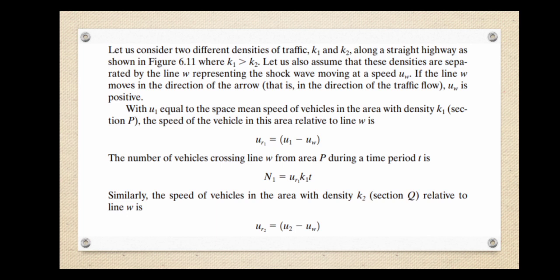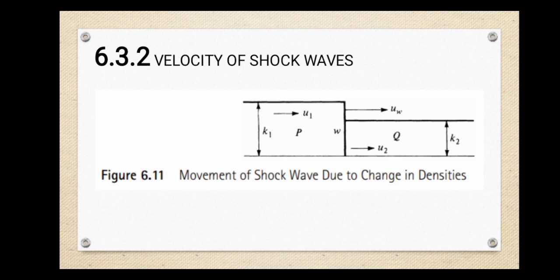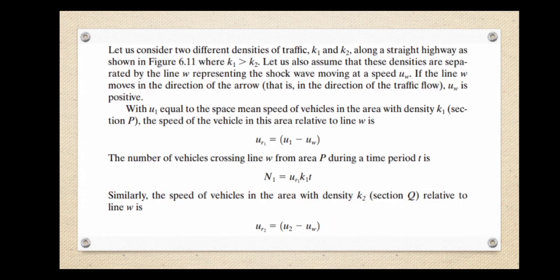Let us also assume that these densities are separated by the line W, representing the shock wave moving at a speed u sub W. If the line W moves in the direction of the arrow, that is, in the direction of the traffic flow, u sub W is positive, with u sub 1 equal to the space mean speed of vehicles in the area with density k sub 1, or section P. The speed of the vehicles in this area relative to line W, u sub R1, is equal to u sub 1 minus u sub W.